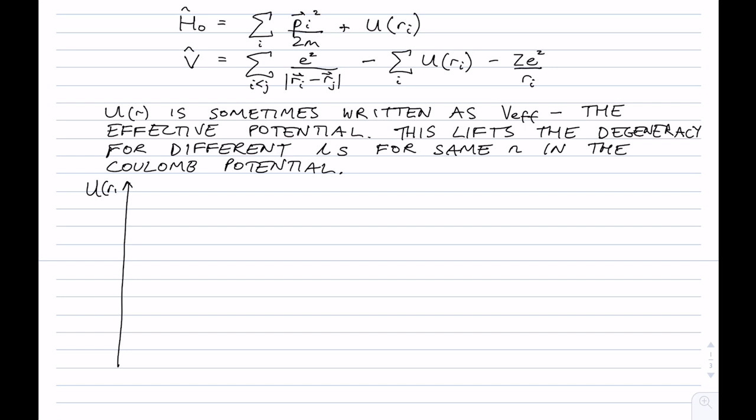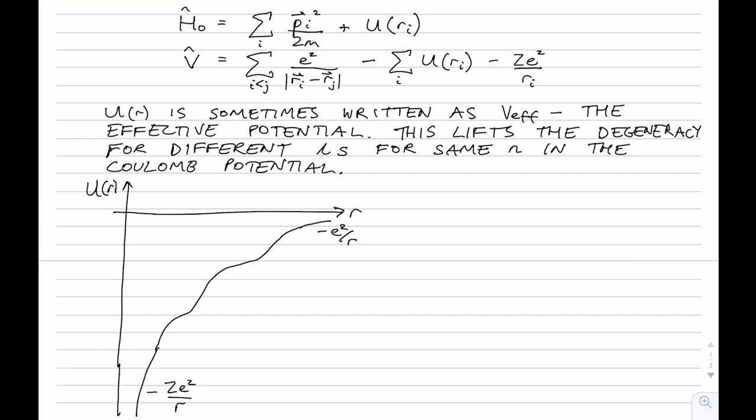So U of r looks like, it's going to look like minus Ze squared over r down here. It's going to look like minus e squared on r over here. And in between, it will do a little bit of wiggling around like that due to the different shells of electrons.